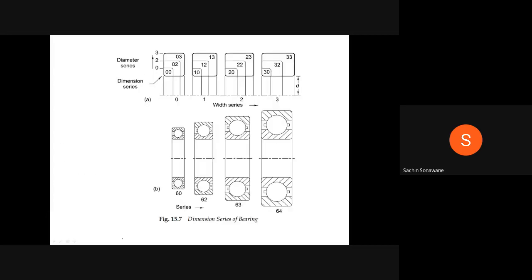Now this is the dimensions of the bearings. See that this is the dimension series, this is the width series. See that different widths are there: 60, 62, 63, 64. These are the series, different widths are there. This is the dimension series, this is the diameter. So diameter series means dimension of series bearings.